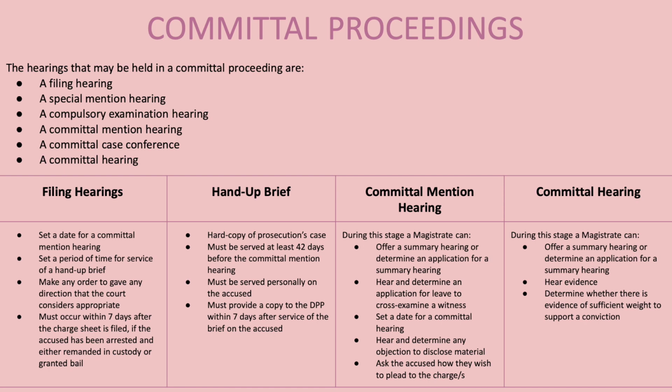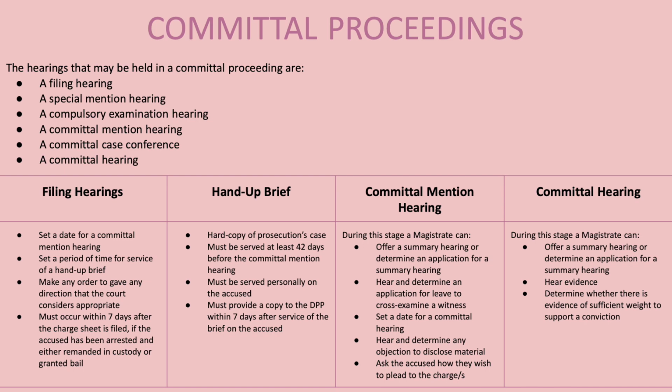Committal proceedings. The hearings that may be held in a committal proceeding are a filing hearing, a special mention hearing, a compulsory examination hearing, a committal mention hearing, a committal case conference, and a committal hearing. Filing hearings set a date for a committal mention hearing, set a period of time for service of a hand-up brief, make any order or give any direction that the court considers appropriate, and must occur within 7 days after the charge sheet is filed if the accused has been arrested and either remanded in custody or granted bail.